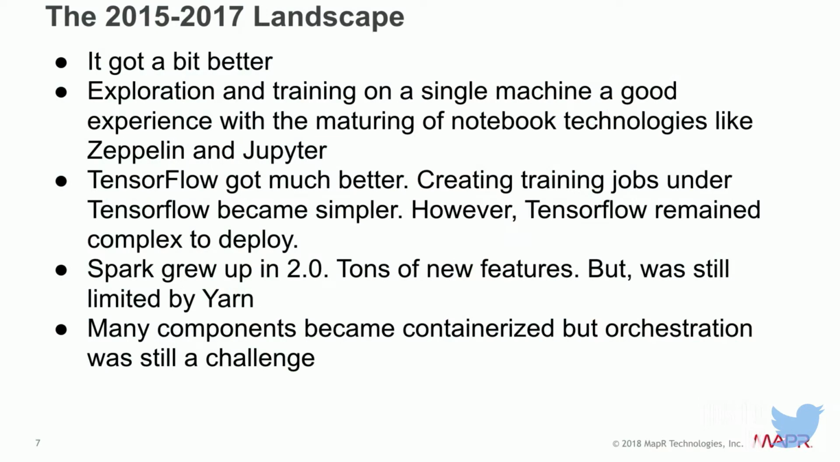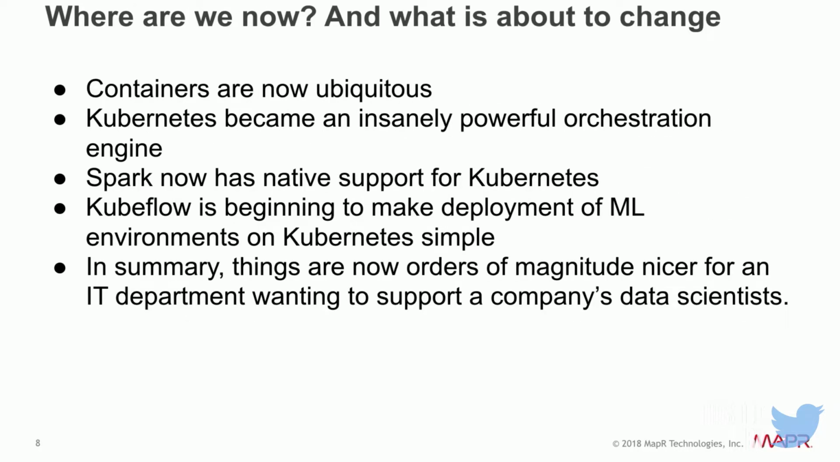2015 to 17 got a lot better. Exploration on a single machine was pretty good. Notebook technologies got better. TensorFlow got much better. Creating training jobs under TensorFlow was simpler. Spark grew to 2.0, lots of new features. Still limited by YARN at the time. Many components became containerized, but orchestration was still a challenge.